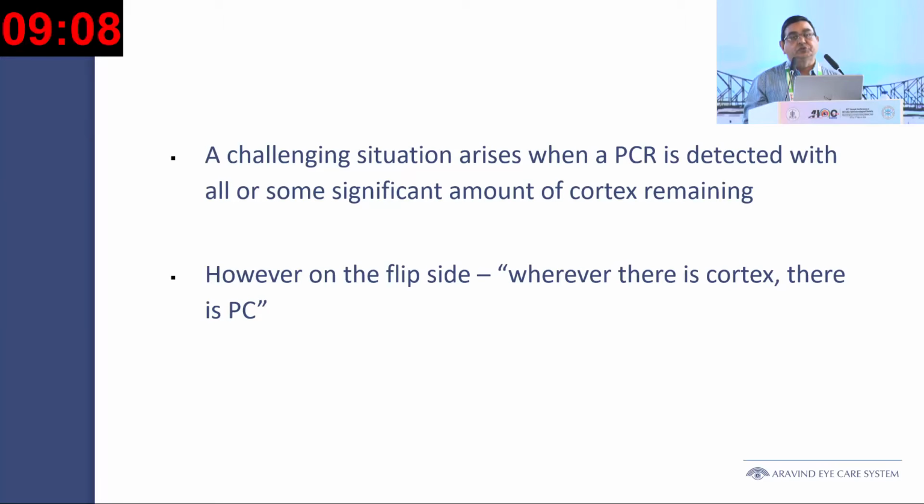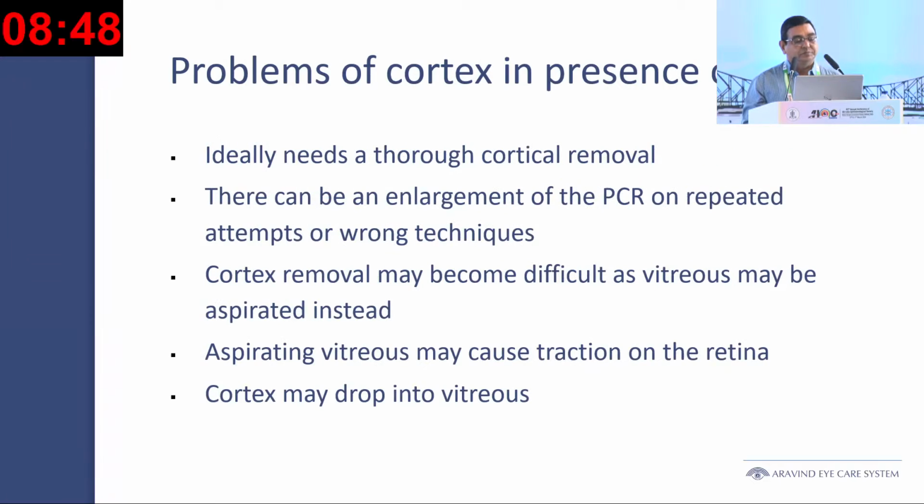So a challenging situation arises when a PCR is detected with all or some significant cortex remaining, and the surgeon usually is a little deterred by this condition. But on the flip side, we have to remember that wherever there is cortex, there is a posterior capsule, and the surgeon should take heart that he still has some support to place the IOL.